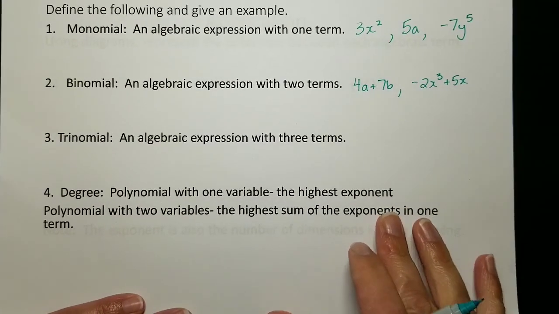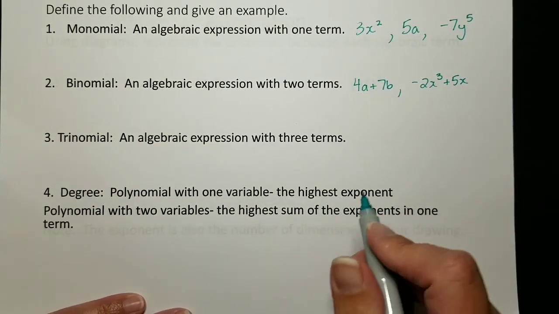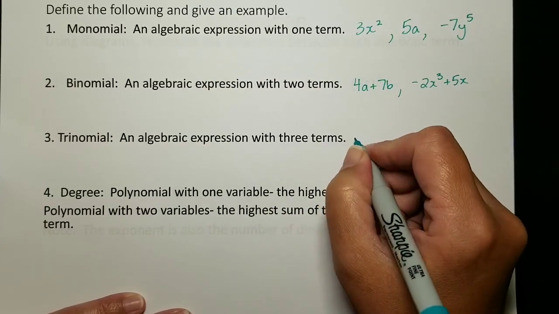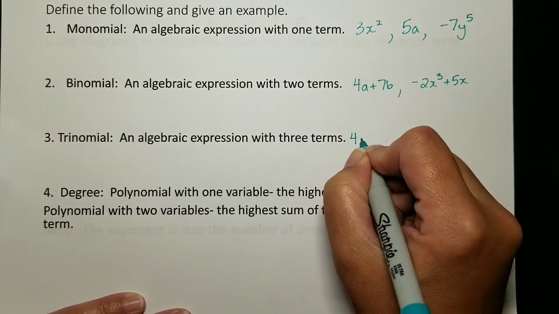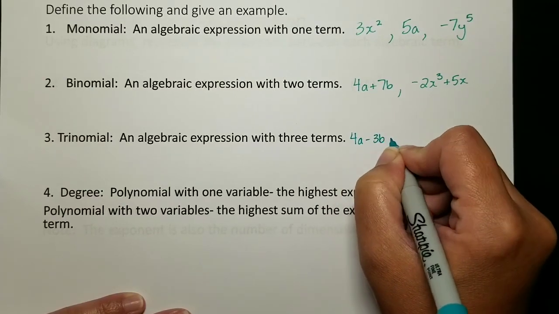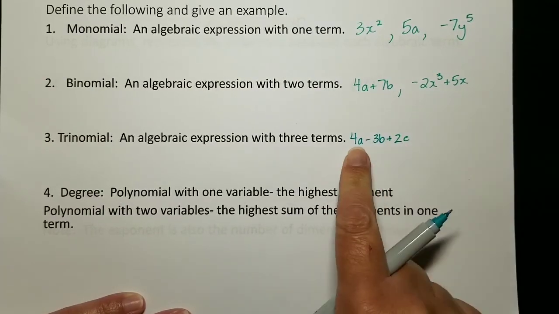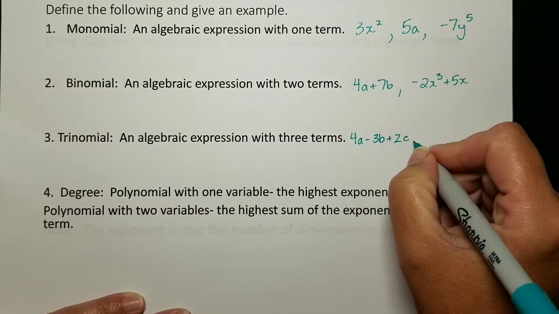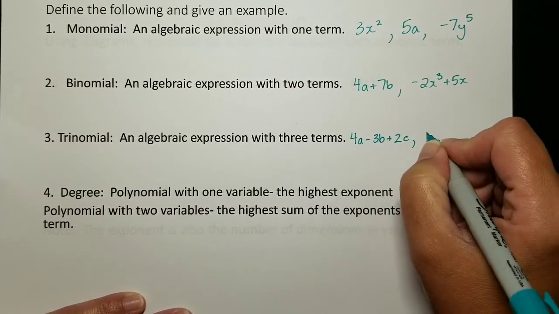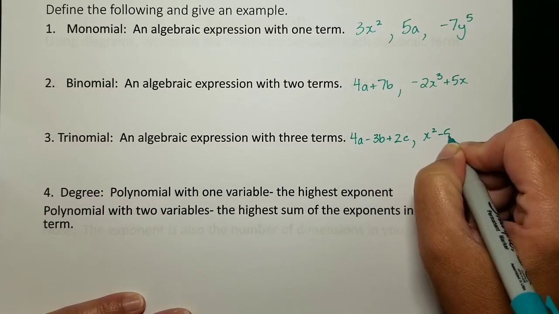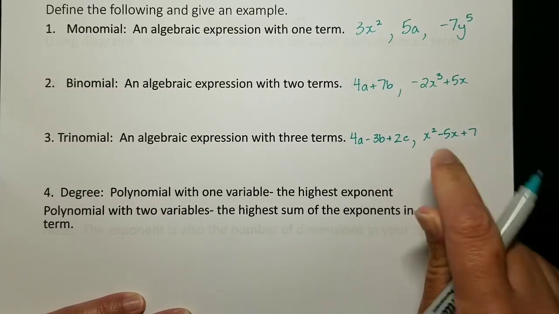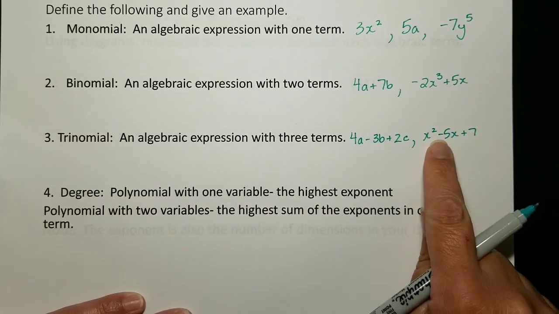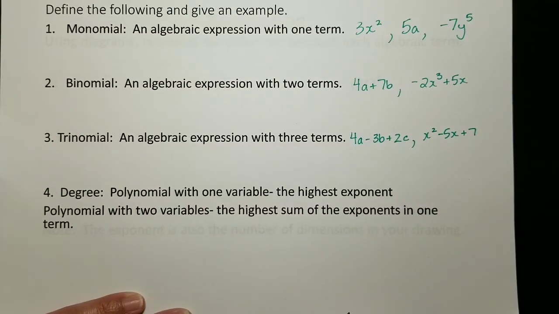A trinomial, following again the same pattern, is an expression with 3 terms. So here you might have 4a minus 3b plus 2c. There you have 1, 2, 3 terms. Another trinomial might be x squared minus 5x plus 7. X squared is a term, 5x is a term, and 7 is a term. They're separated by the plus or minus.